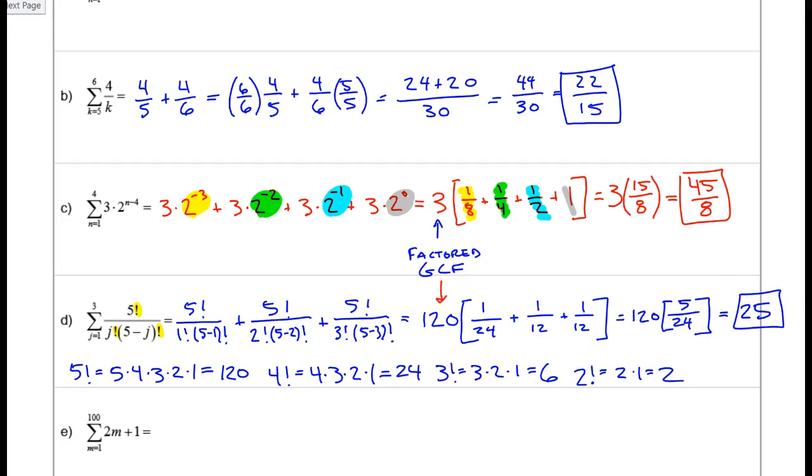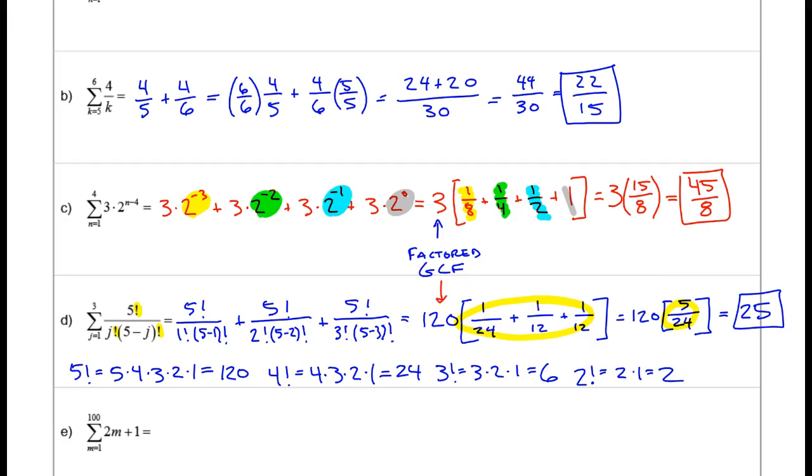All right, folks, the answer to part D is 25. And one of the things that I did here is, I hope you notice I factored out the 5 factorial, or 120, that's in every term. So I factored it out just so I had a little less writing to do. And then, the sum of those 3 fractions right there is 5 over 24.